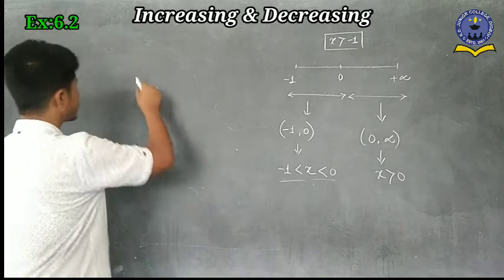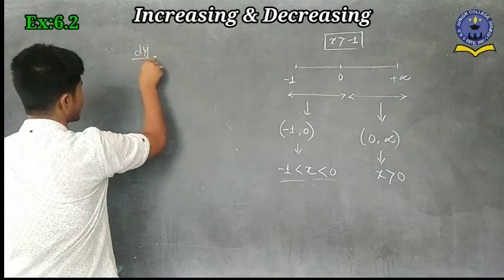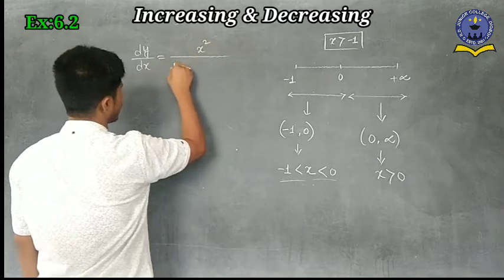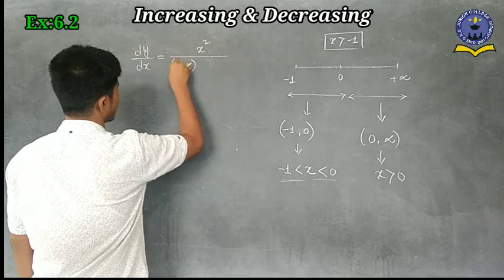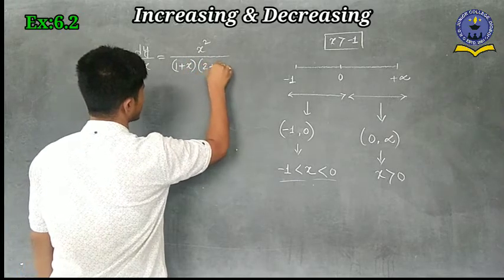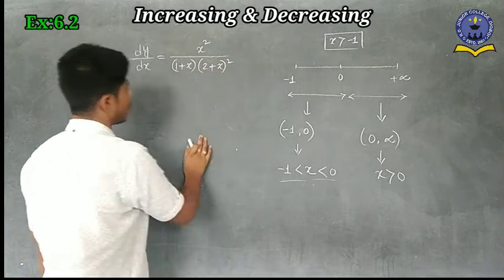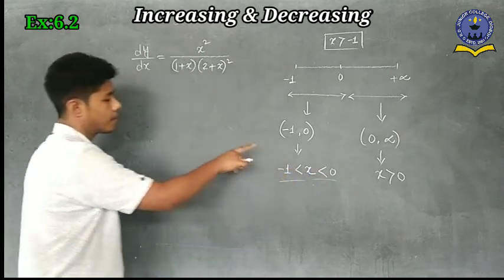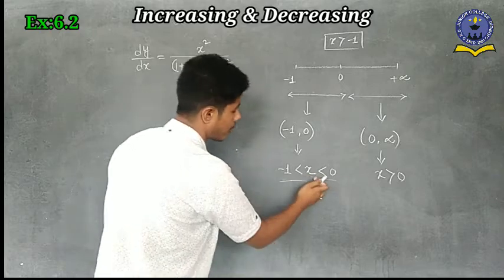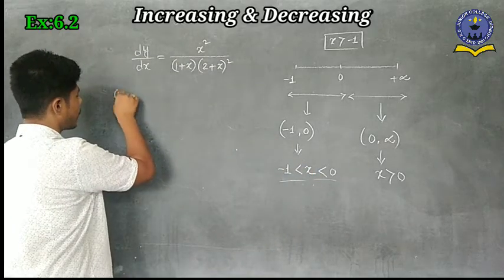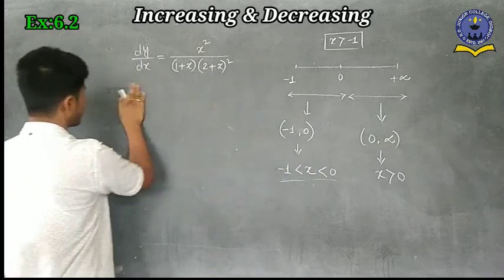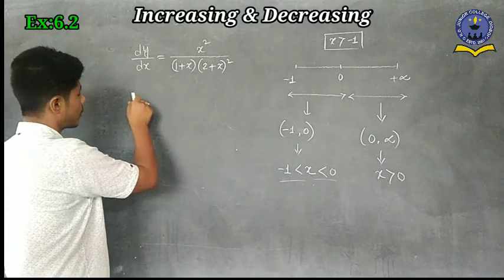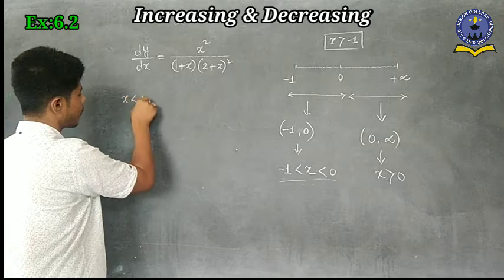So if we check this one more time, dy/dx equals to what? We get the result x square, this one is 1 plus x and this one is 2 plus x whole square. So this one is the main part here. So this result, how can we rearrange here? First of all, for the first interval, from where to where? Minus 1 to 0.